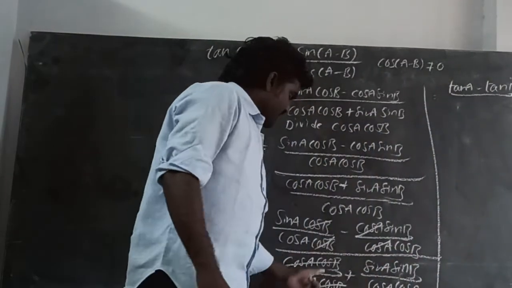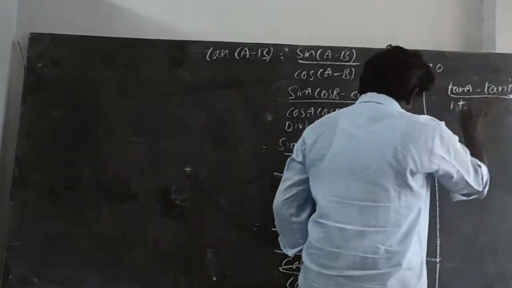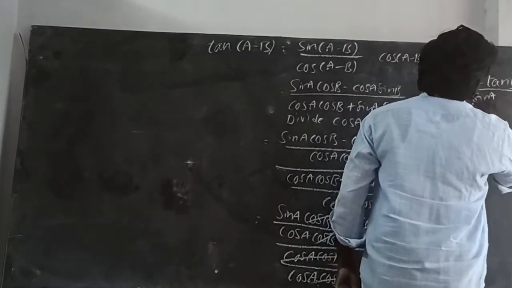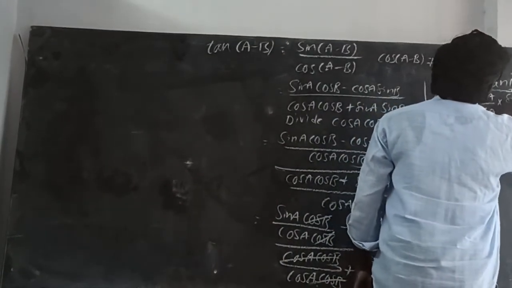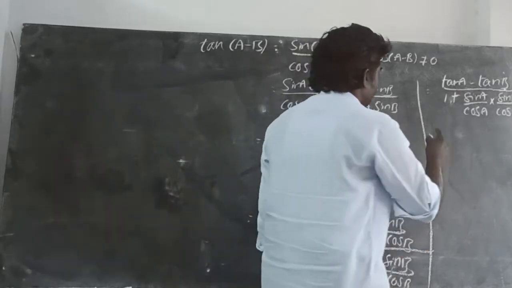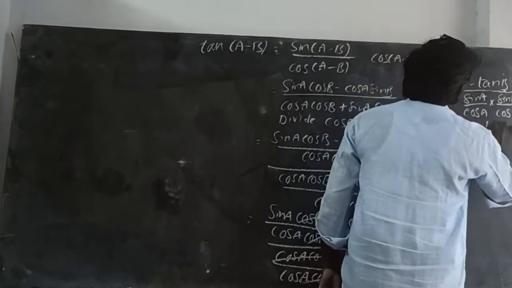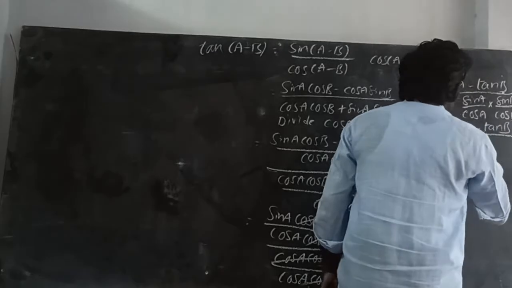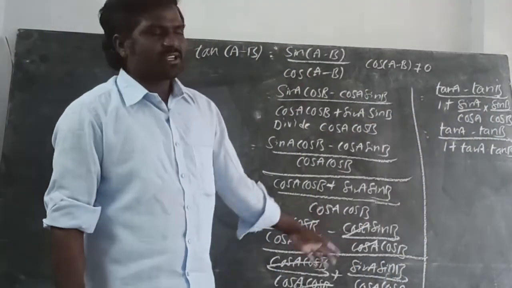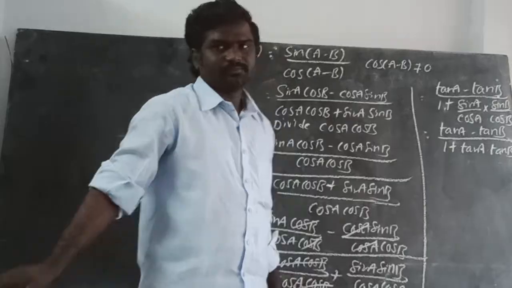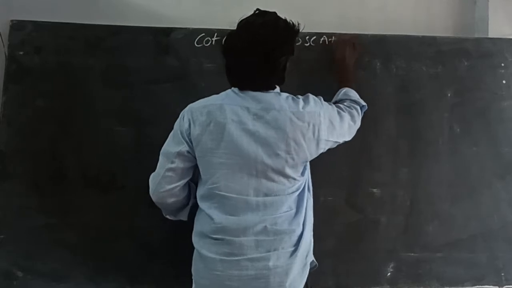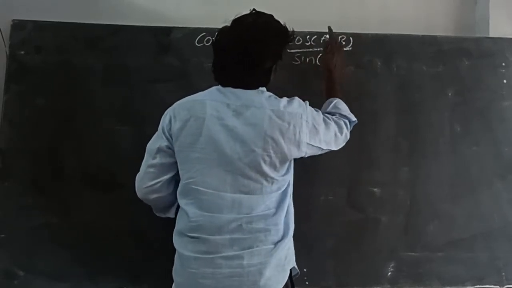In the denominator, the same term cancels, that is 1 plus sin A sin B by cos A cos B, which we can write as sin A by cos A into sin B by cos B. So sin A by cos A is tan A, sin B by cos B is tan B, that is tan A minus tan B by 1 plus tan A tan B. So tan of A minus B is equal to tan A minus tan B by 1 plus tan A tan B.